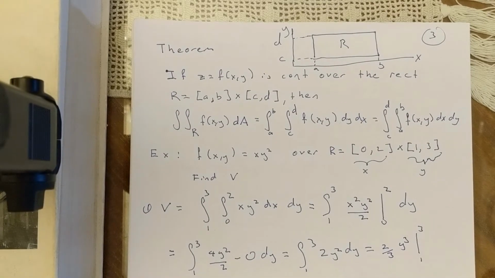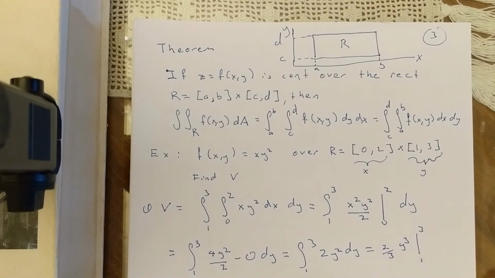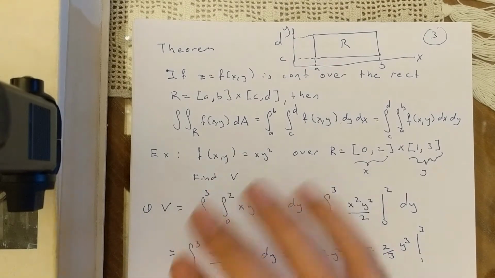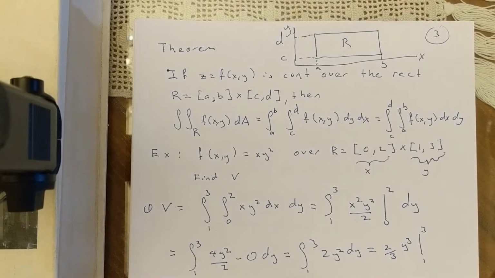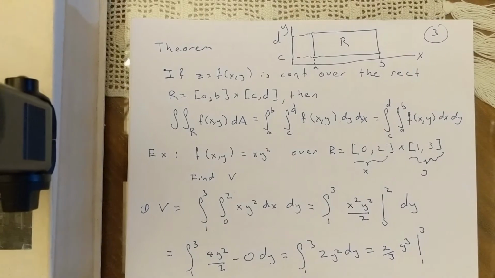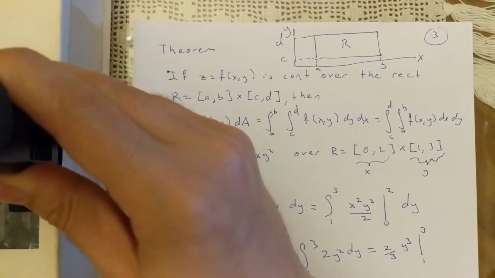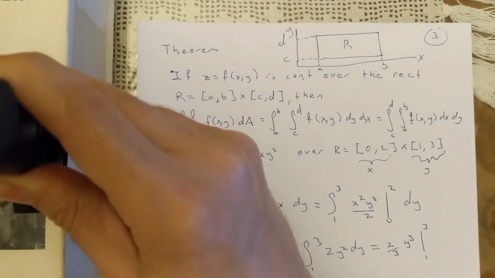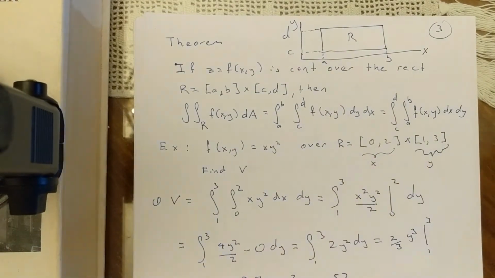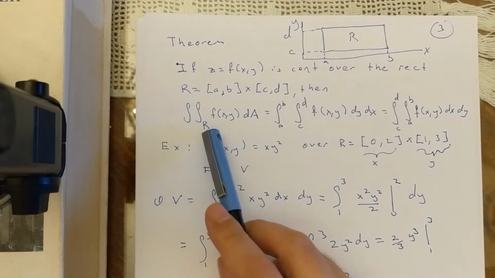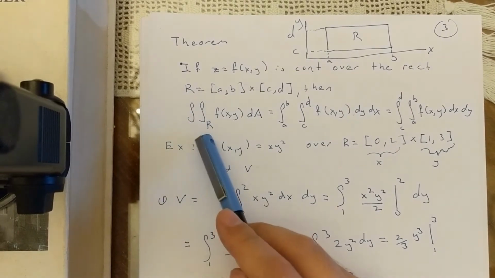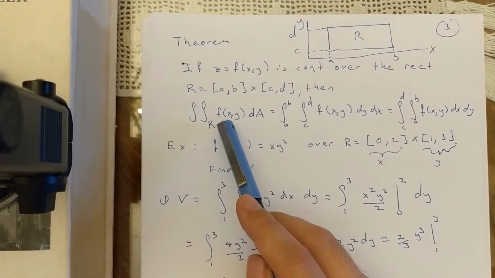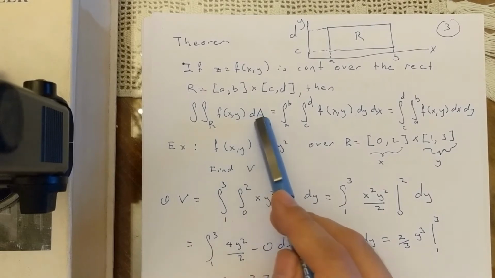Alright folks, we're back with more double integrals. Last time we were trying to find the volume of a surface over a rectangular region, okay? So we got a symbolic formula for it that wasn't much good to us if we were trying to calculate. We got that the volume is equal to this double integral, whatever that means. So volume is equal to the double integral over the region of the surface f of x y dA.